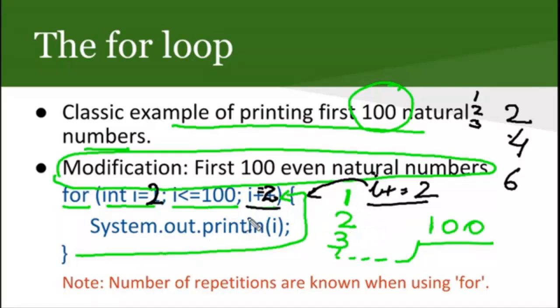And hence, let us now see the for loop. The value of I is 2 initially. So 2 is printed. Then after the statements are executed, it goes to the increment statement and another 2 is added to the value of I, which now becomes 4. So now 4 is printed. Then the condition is checked. So again the same thing will happen till 100, but only the even numbers will be printed.